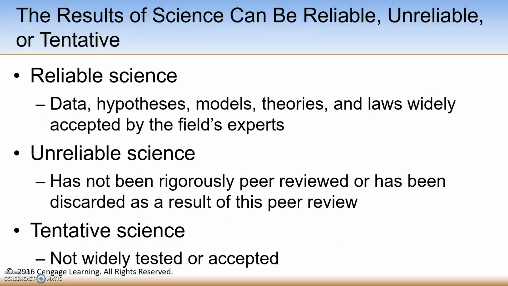The results of science can be reliable, unreliable, or even tentative. Reliable science is when the data, the hypothesis, the models and the theories and the laws are widely accepted by other scientists in the same field. Unreliable science, or what I call junk science, has not been rigorously peer-reviewed or has been discarded as a result of a peer review, or perhaps was even put out into public information despite a peer review disproving of it because it has bias in it. And tentative science is not widely tested or accepted science.